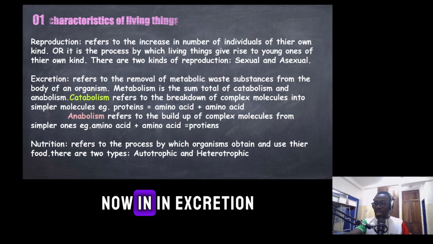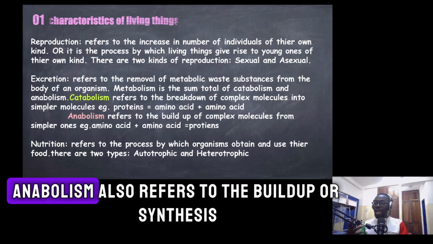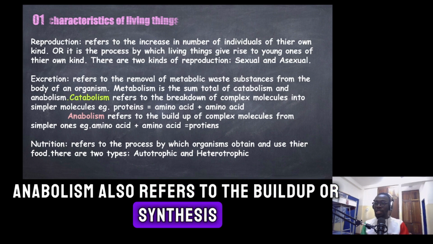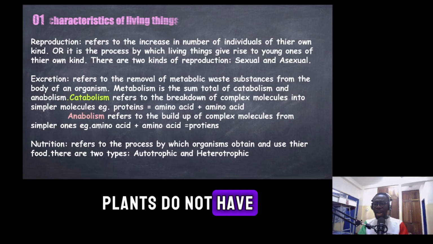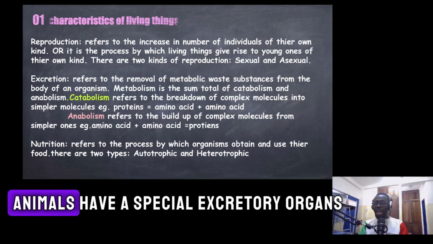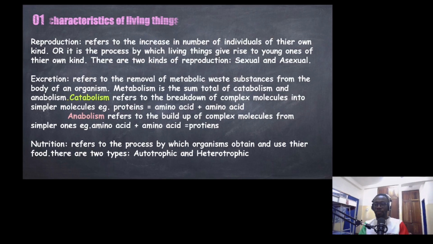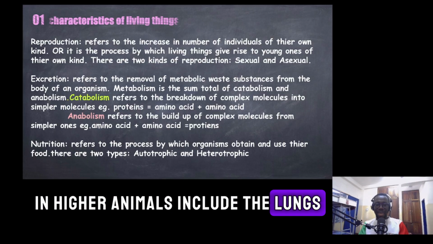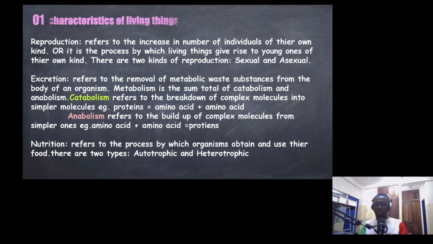Now, in excretion, we are saying that anabolism also refers to the build-up or synthesis of larger molecules from simpler ones. Plants do not have special excretory organs. However, animals have special excretory organs to get rid of their waste substances. The excretory organs in higher animals include the lungs, liver, kidney, and skin.